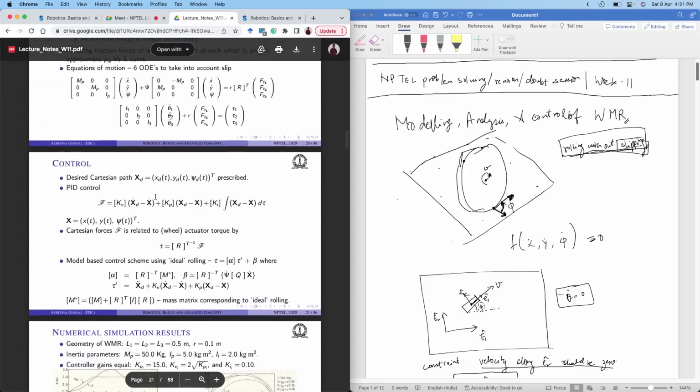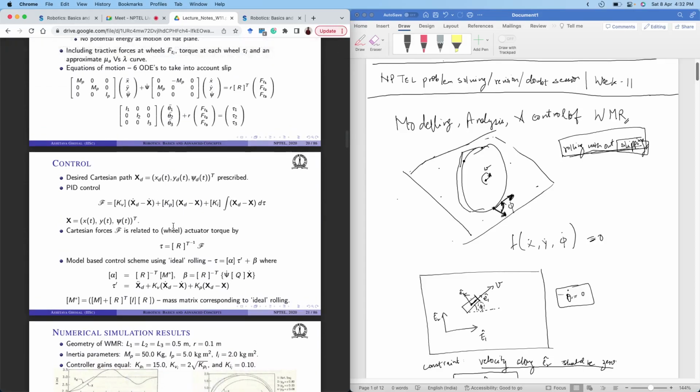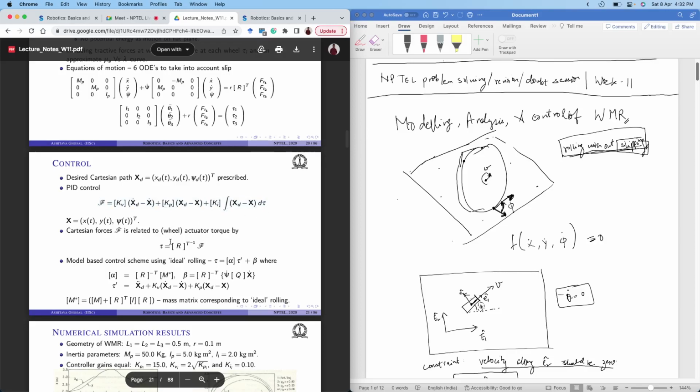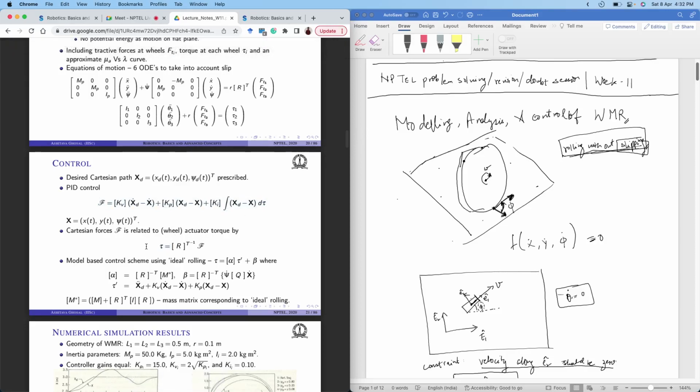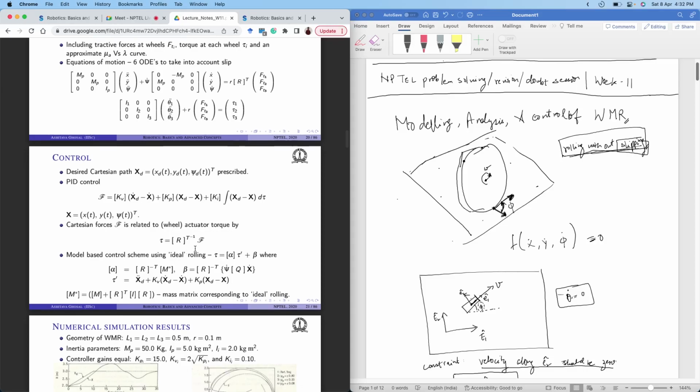And also, the PID control was being applied on the Cartesian path of the robot. But now one can also try to apply the PID control directly to the wheels, right? So that will involve using the transformation not from force to torque, but from Cartesian space variables to the actuator variables. I'm not talking about, like, you can also say joint space variables.